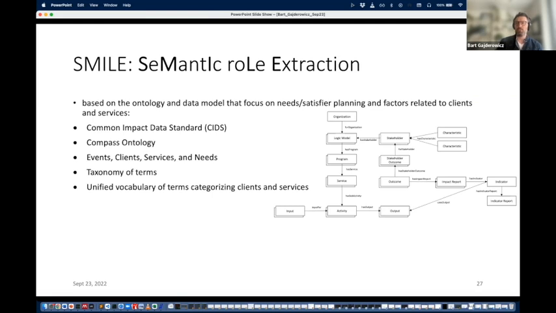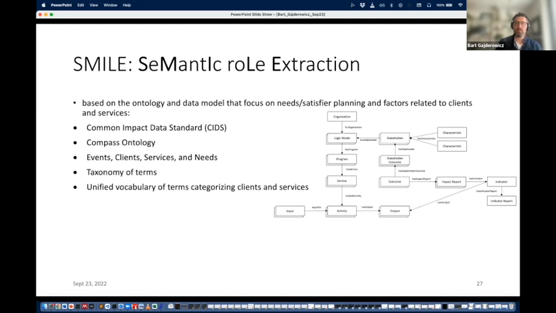Right? So we take the ontology that I just described, which is the Common Impact Data Standard, and its extension, the Compass ontology, in the different events, client services, and needs that it represents. We create a taxonomy of different terms so that we're able to actually represent not just different services, but also different characteristics of the clients. And we built out this unified vocabulary of these terms, so that we can have different service providers represent their own, let's say, goals or services in whatever way they want, and map them to our own representations.